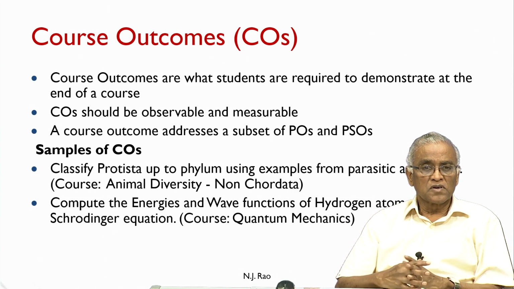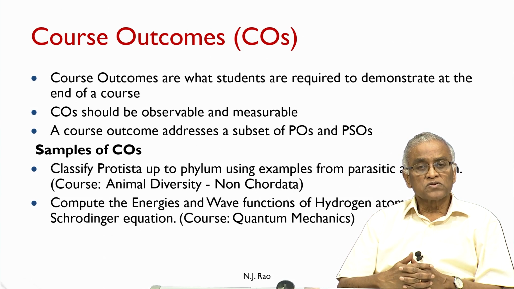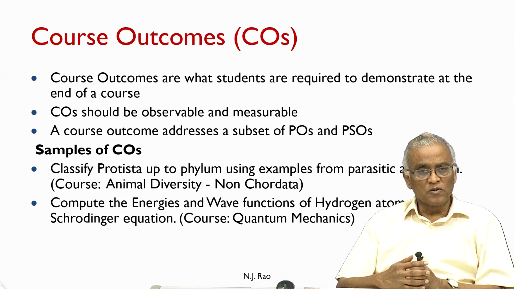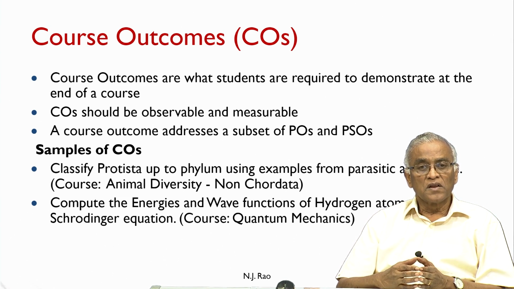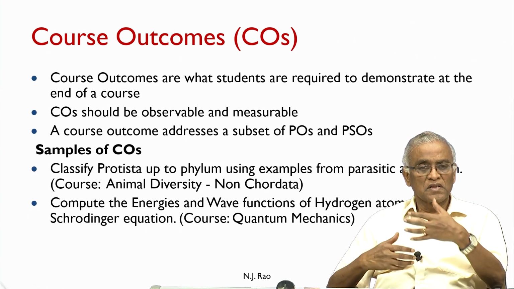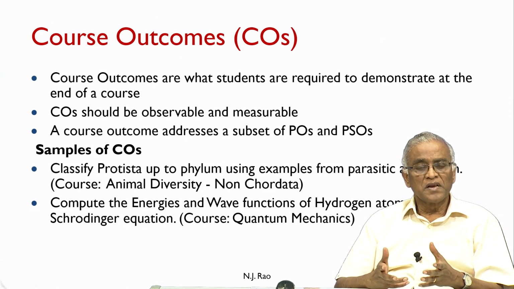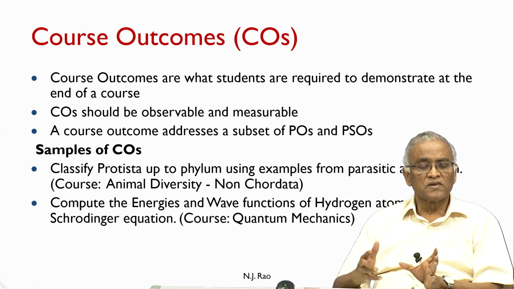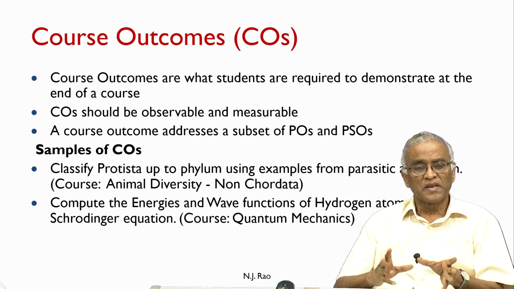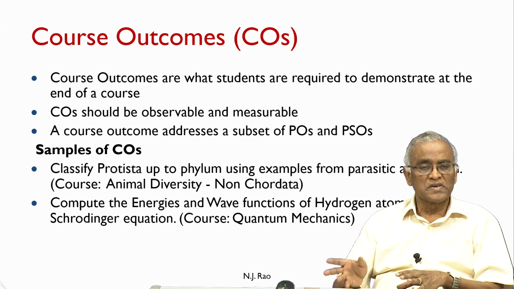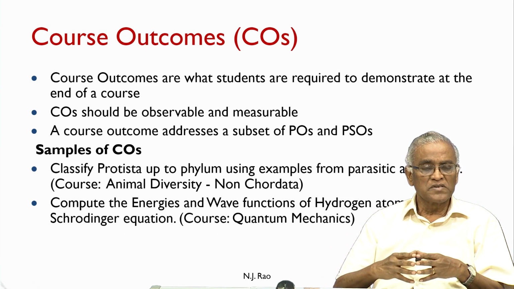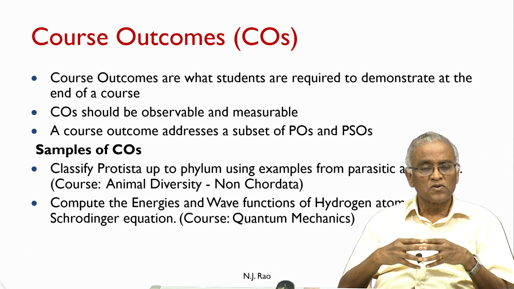Now coming to course outcomes, they are what the students are required to demonstrate at the end of a particular course, and they should be measurable and observable. Now what happens is the POs and PSOs are at the level of the program. Now how do you attain them? They need to be attained through a series of courses. Of course, courses plus some other activities you may have like projects, presentations, field trips and so on, but the majority of these outcomes have to be attained through courses.